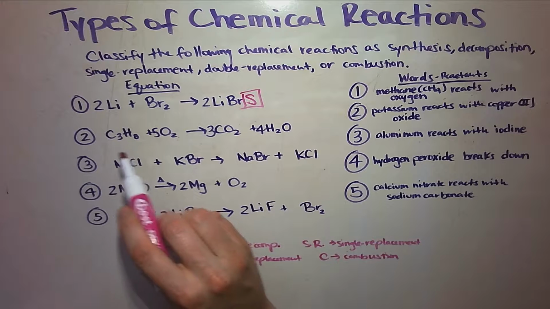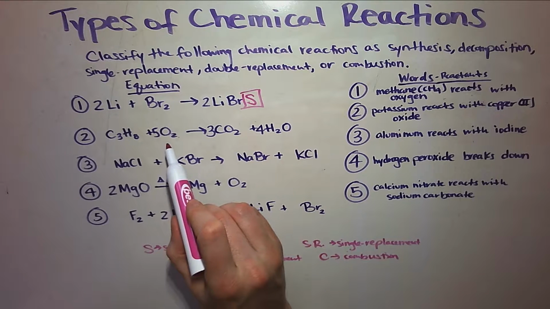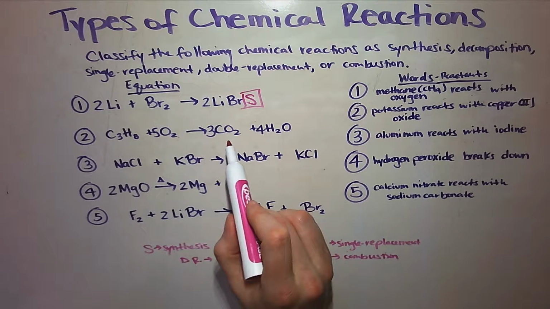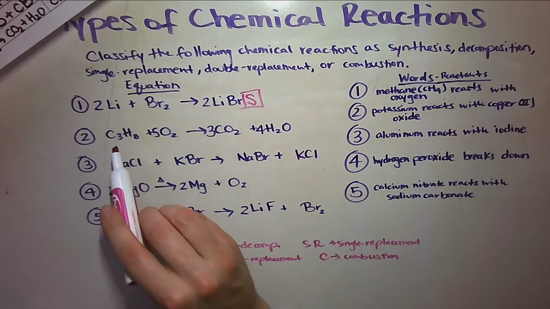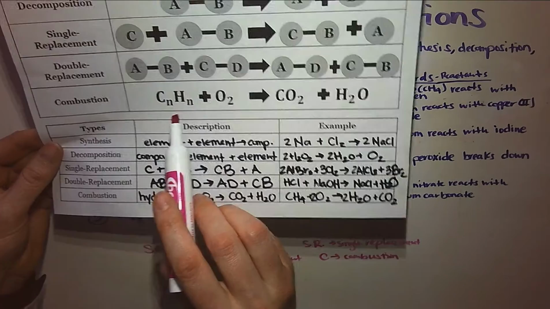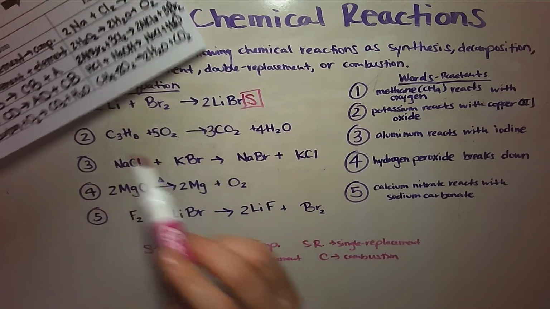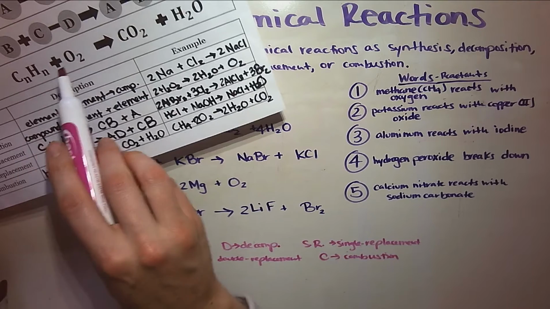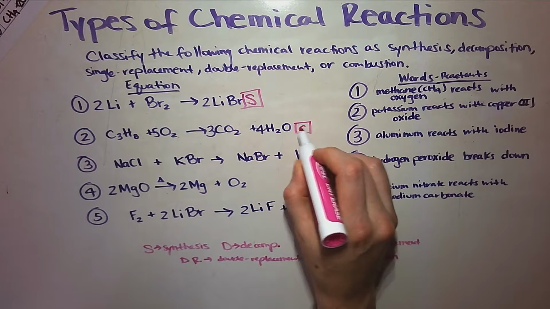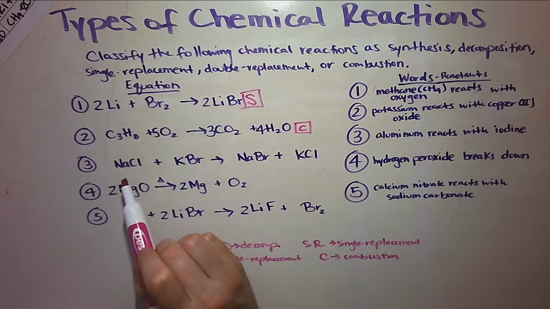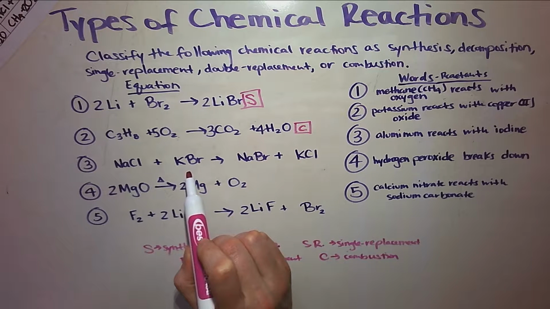All right, the second one. I have C3H8, which you may later come to know as propane, reacting with oxygen to form carbon dioxide and water. Now this is a special type of reaction. C3H8 is actually called a hydrocarbon, meaning it is made up of hydrogen and carbon. So anytime a hydrocarbon reacts with oxygen, we're going to have a combustion reaction. So combustion.